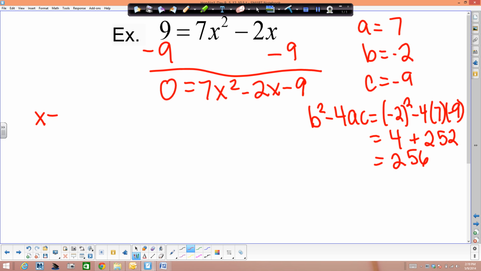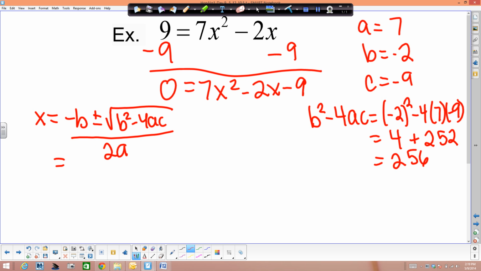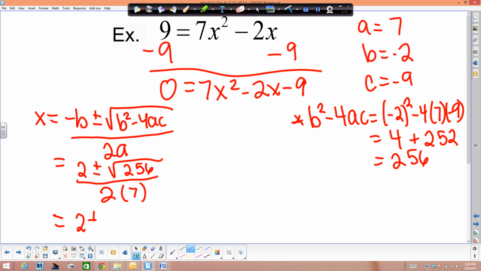So then if we come over and plug that all in, remember again, negative b plus or minus the square root of b squared minus 4ac all over 2a. Remember, we're plugging in the opposite of b, so since b is already negative 2, we'll plug in positive 2 plus or minus, and we already did b squared minus 4ac over here, so we plug in 256 all over 2 times a, which is 7. So then that would give us 2 plus or minus, what's the square root of 256? You should know that's 16, all over 2 times 7 is 14.